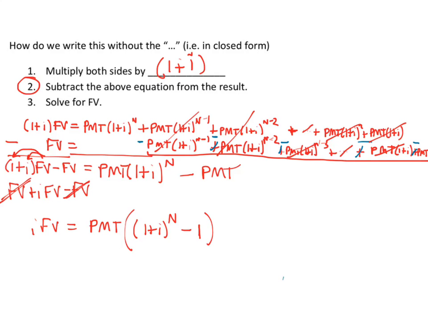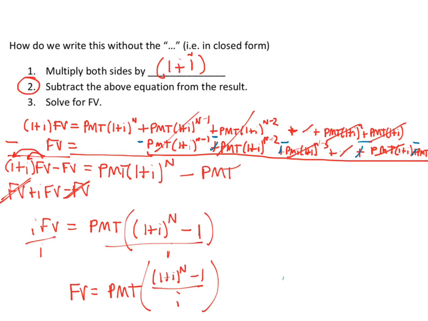Now where did I get that? I just took the payment out of both of these and put it out front. Now take this I right here and divide it across, and you have what's called the future value formula. You will know from this formula what the final value of your account is if you do periodic payments of equal size into an interest-bearing account, a compounding interest account, just by using this formula right here.